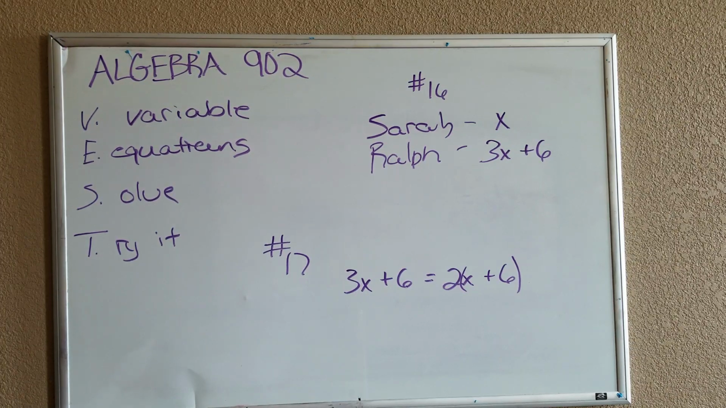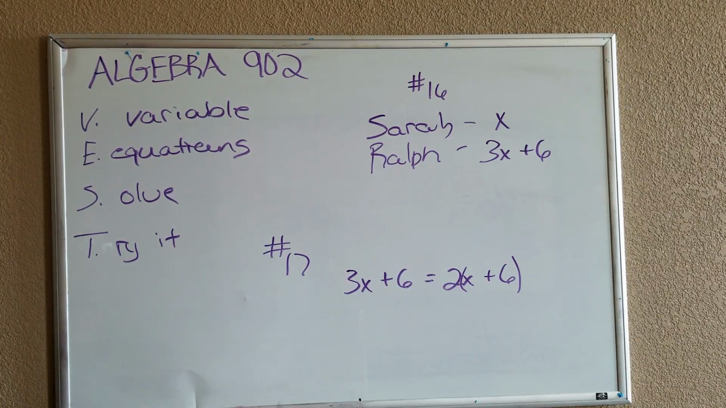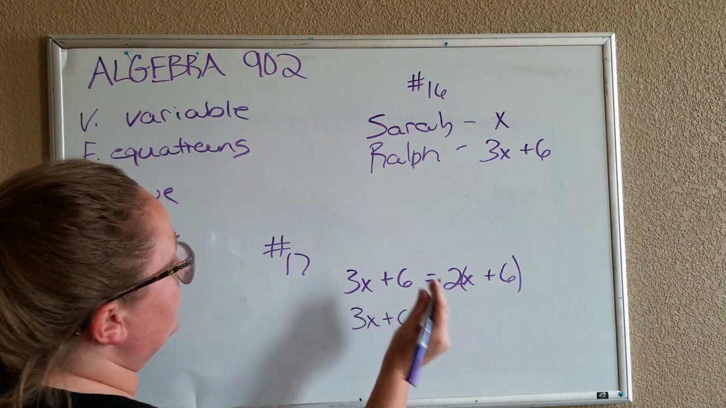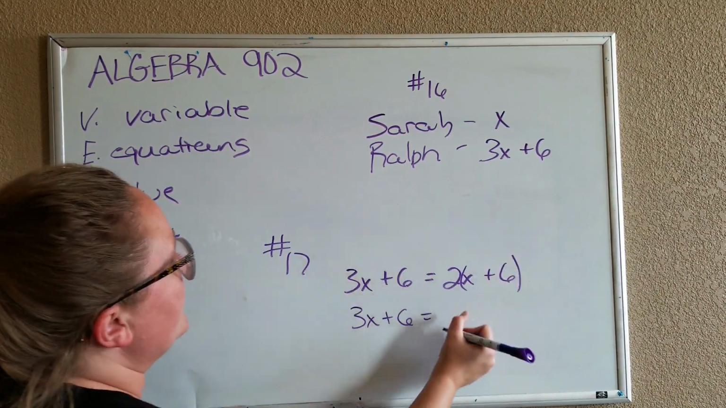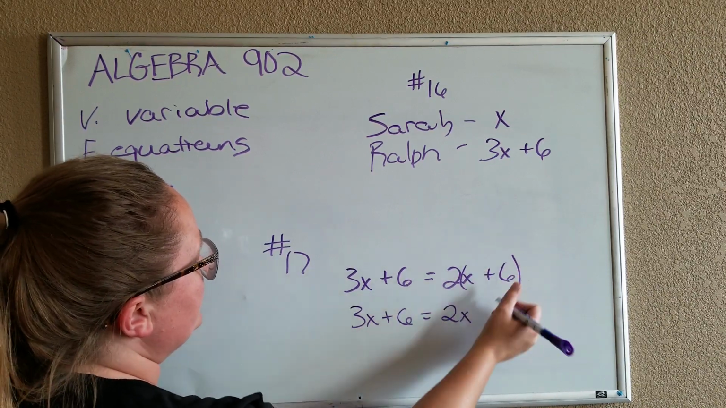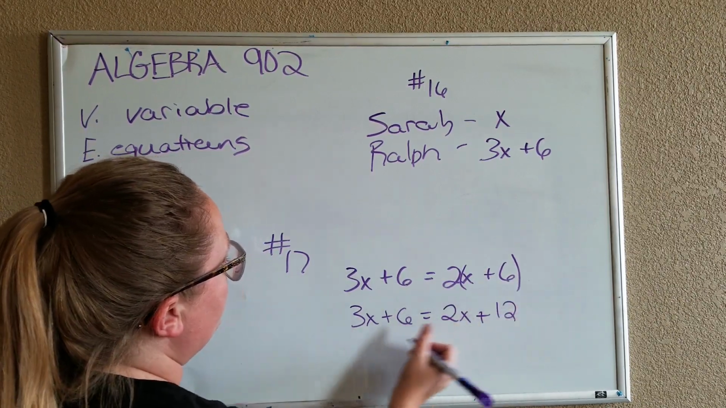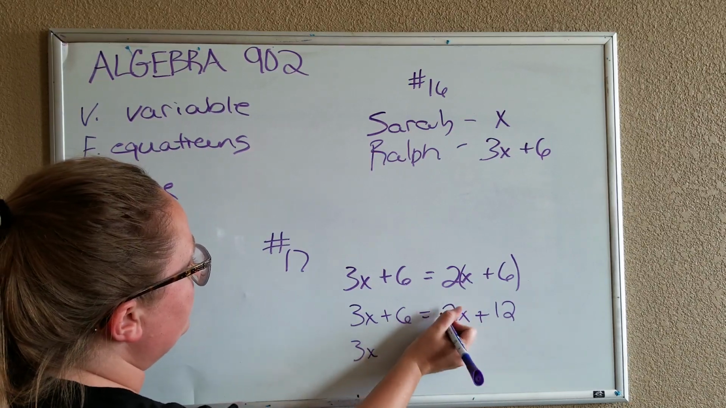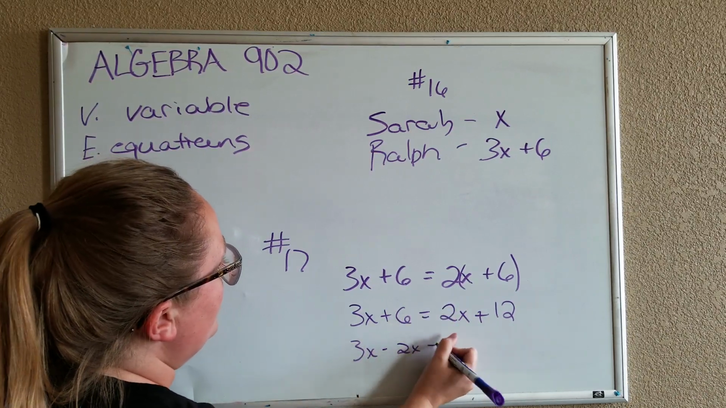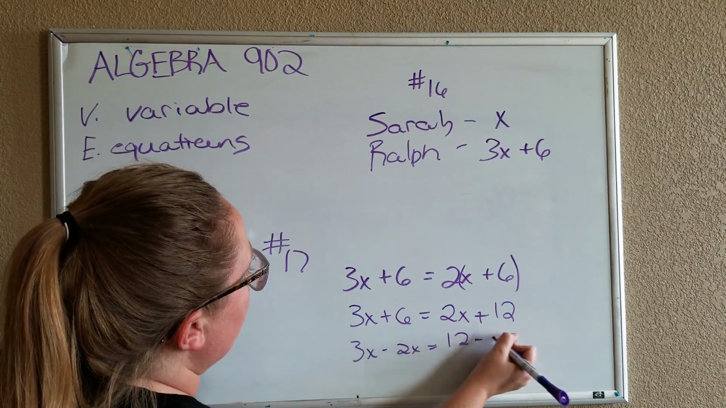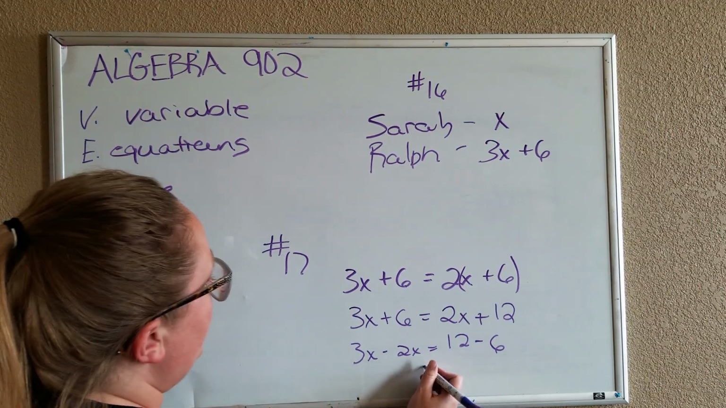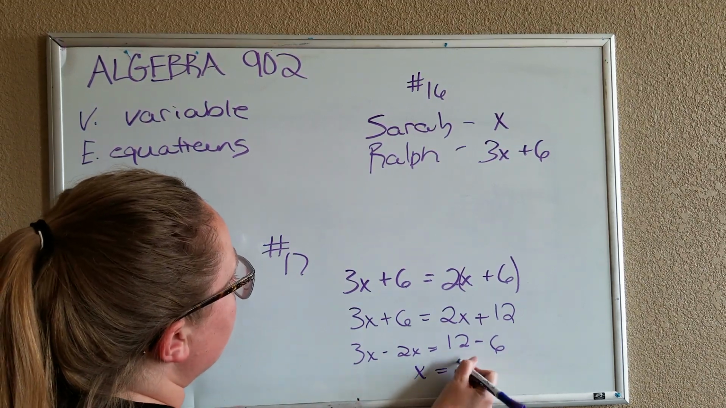Now we got to solve this equation, all right? So you have 3x plus 6. Nothing needs to be done there. Over here we have our distributive property. 2 times x is 2x. 2 times 6 is 12. And then we got 3x. We're going to move our variable over here. It's positive, so we're going to put minus 2x. Over here we have 12, and we're going to subtract this 6. All right, so 3x minus 2x is x, and 12 minus 6 is 6.